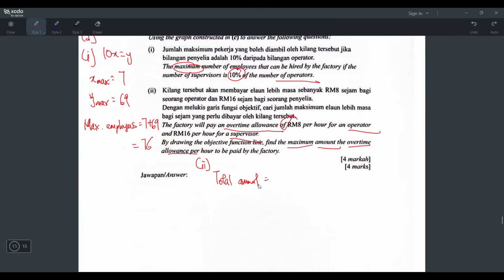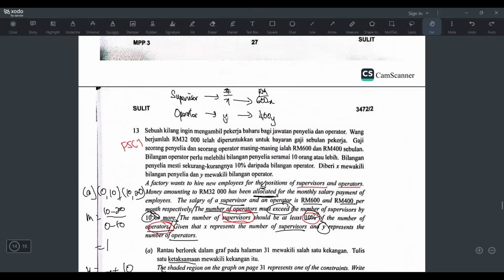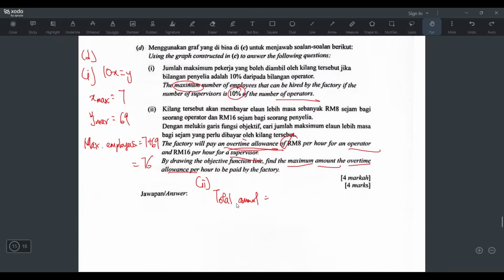Okay, so to get the total amount of overtime allowance, we need to use the 8 ringgit and 16 ringgit lah, because that's the overtime allowance. But 8 ringgit is for operator. So operator is X or Y? Okay, you tengok balik lah, your arrow. So operator is Y. I see what you did there. Very sneaky, this guy. They write this first, but this one is Y, right? So imagine if you never check which one X, which one Y, and then imagine you write 8X plus 16Y, then wrong already. Yeah, it will affect your answer.